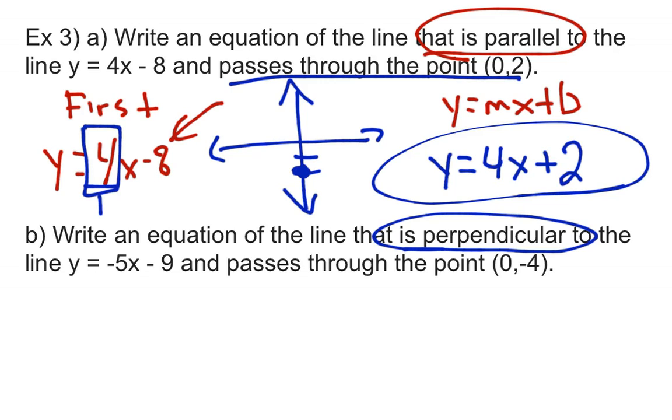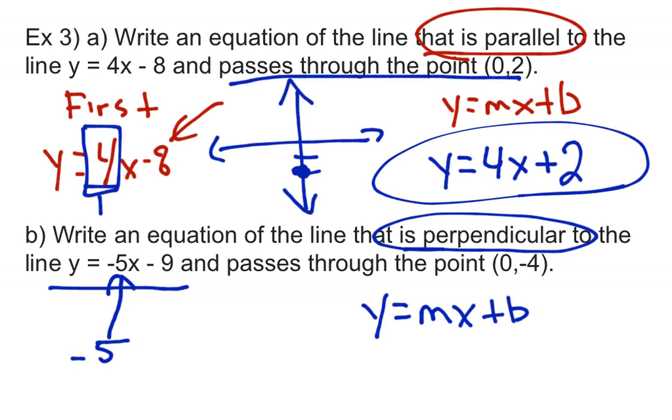Okay, so hopefully you wrote your line here. The line they tell us to start with is y equals negative 5x minus 9. I know our new line is going to be y equals mx plus b. And the first thing I look at is I know our line has to be perpendicular to this first line. Well, the slope in this one is negative 5 over 1.